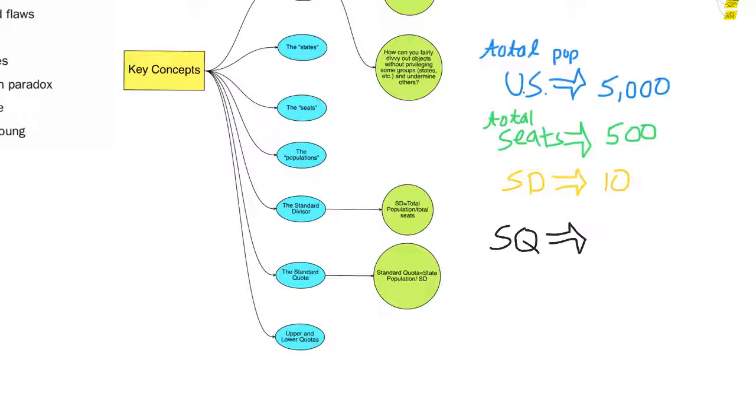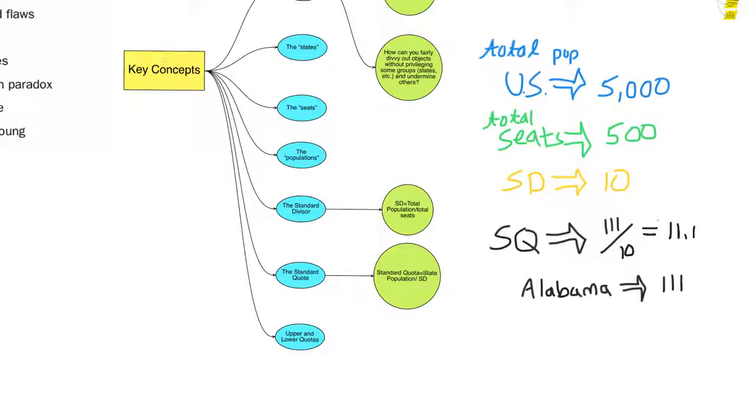Now, imagine we were thinking about Alabama. And imagine Alabama has 111 people. All right, obviously, it's not true. Once again, we're just making this stuff up on the fly. Alabama has 111 people. So in order to get the standard quota, you would have to take 111, which is the state population, and divide it by the standard divisor, SD, which is 10. And that gives you the standard quota. Now, at the end of the day, that would end up becoming 11.1.